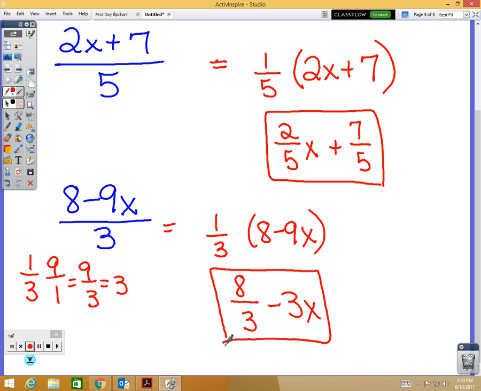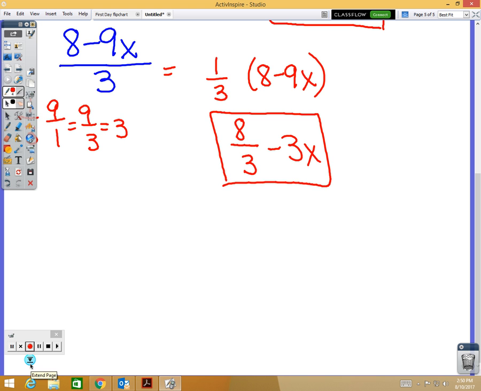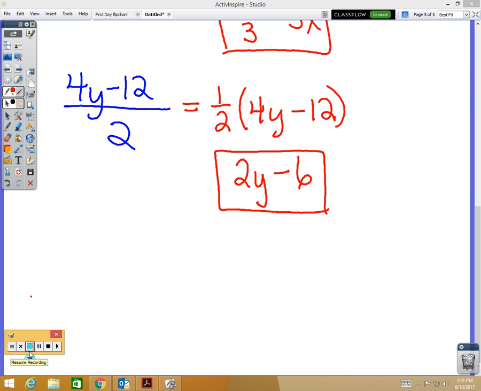Do you want to try one of those on your own? All right, let's try one of those on your own. Again, this is kind of a new skill. How about you do 4y minus 12 over 2. 1/2 times 4 is 4 over 2, which is 2, so that's 2y. And then 1/2 times 12 is 12 over 2, which is 6. But it was a positive times a negative, so that's why it's a negative 6. All right, we okay to go on to the next thing?